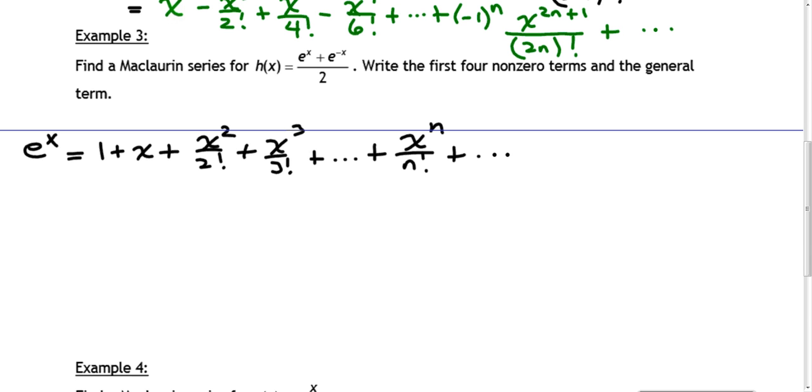The next thing I need is not only e to the x, but also e to the negative x. So I'm going to do a substitution, plugging in negative x instead of x. So it's 1 plus, and again, instead of an x, I have negative x. When I take negative x and square it, I still get x squared over 2 factorial. That one doesn't change. And then over here, I'm going to get negative x cubed.